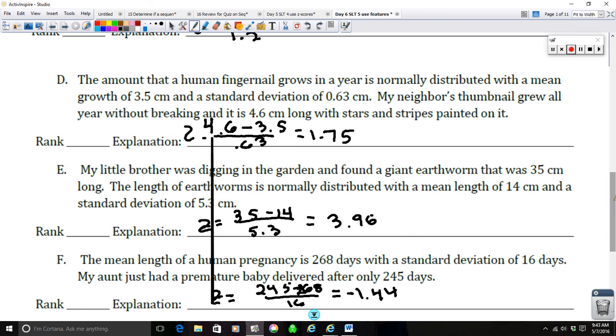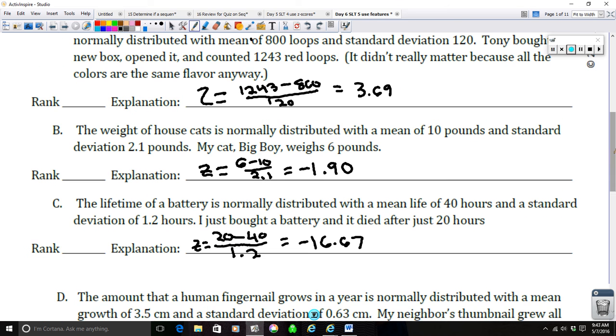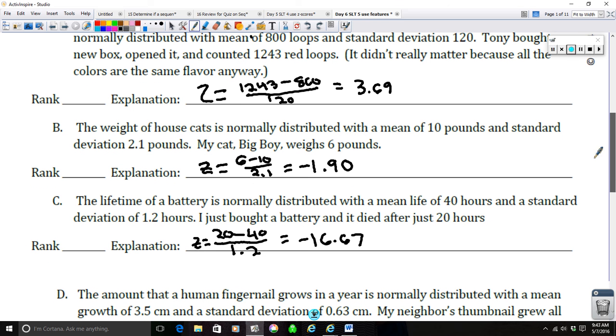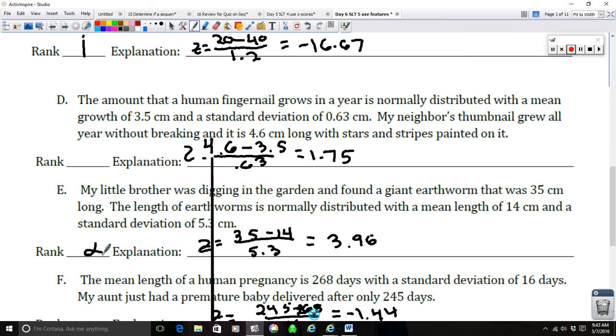Now, it's asking which is the most unusual. Well, we don't really care about positive or negative here. We're caring about how far from the mean. So the most unusual, in my opinion, is number 1. It's 16.67 standard deviations below the mean. The next number, again, ignore positive or negative when you're determining this, is rank of 2 at 3.96.